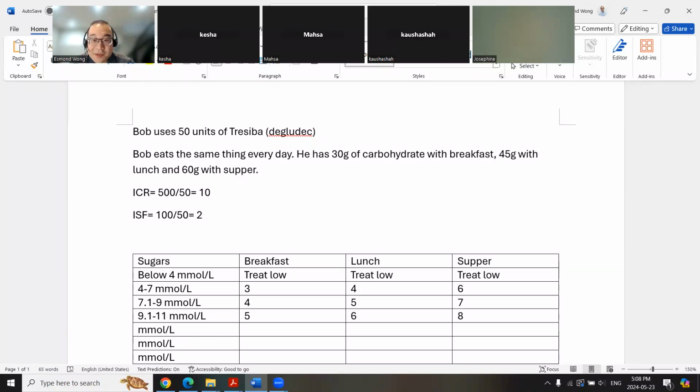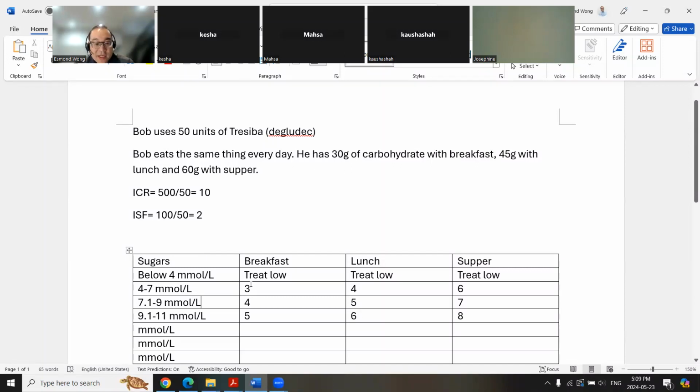Hi, Esmond. Hi, Kasia. Can you just repeat how you got from 7.1 to 9? Why is it 7.1 to 9? I understand the 4 to 7 and then 7.1 to 9. Why is the range like that? And how did you get the 4?